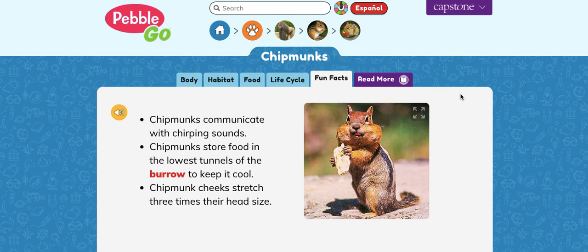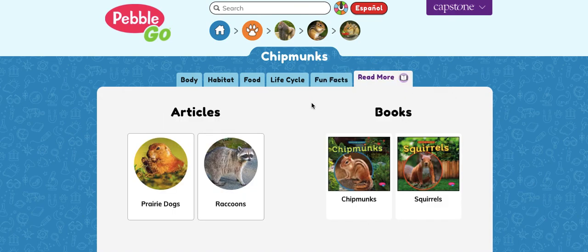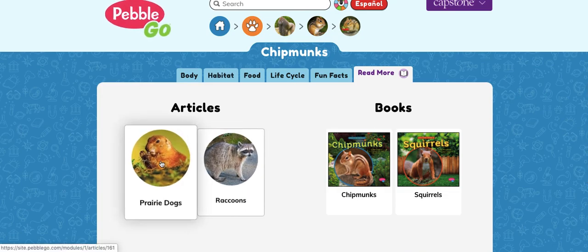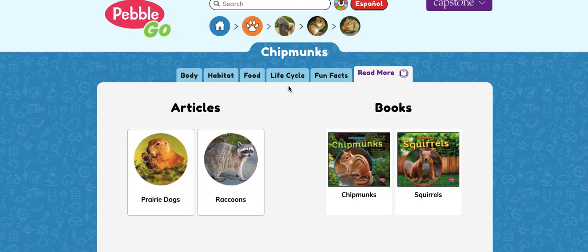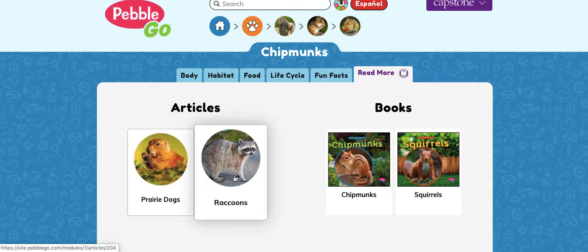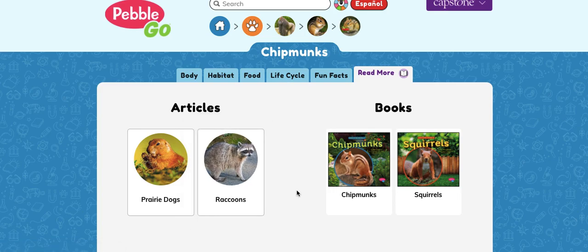One of the most exciting tabs is Read More. In PebbleGo, many other articles have information about chipmunks. The prairie dog article, the raccoon article have information about chipmunks. You could read them if you wanted to. PebbleGo also gives us the titles of books that we might want to get from our local library. One is a book called Chipmunks. Another is a book called Squirrels.